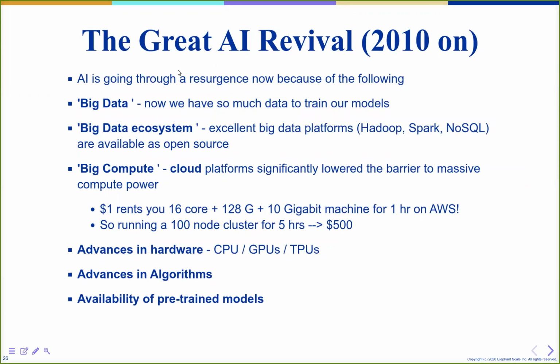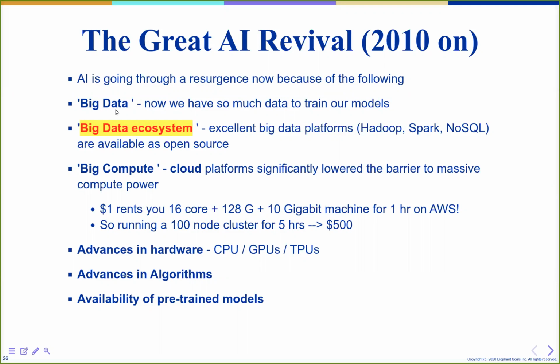A few things. First of all, now we have big data. You remember, AI is all about data. Imagine your iPhones, your Fitbits, your cars: everything is pushing data, so now we have so much data to train our algorithms. Not only do we have big data, we have a big data ecosystem. For example, things like Hadoop and Spark didn't exist 10 years ago. Now these things can handle massive amounts of data.